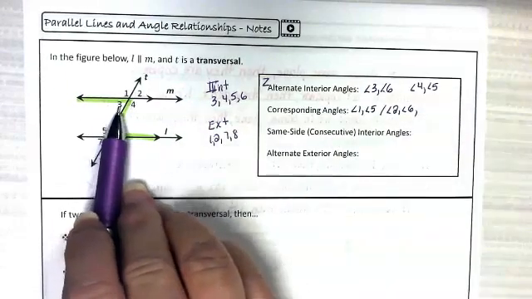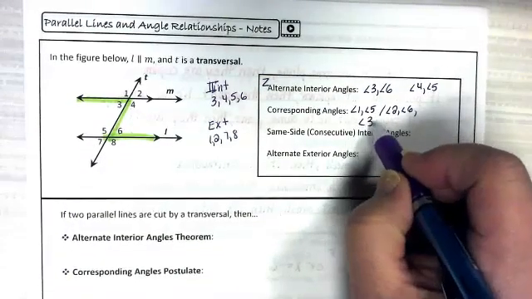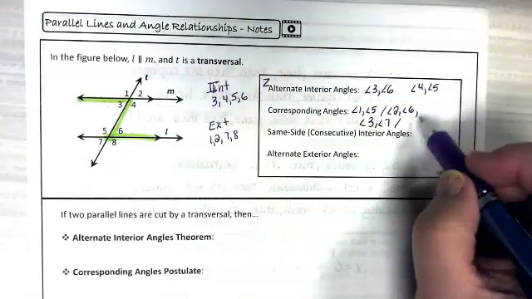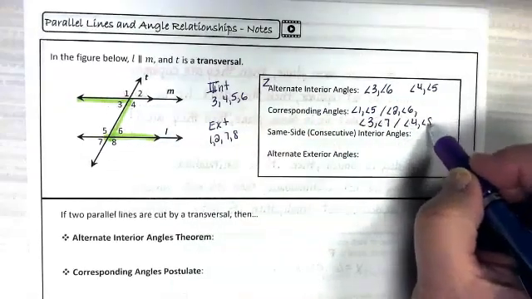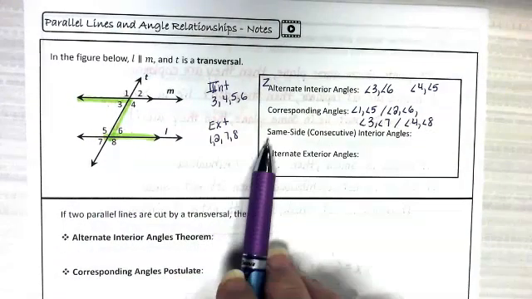Then angle 3, it's on the left on the bottom, so that corresponds to angle 7. And then we have angle 4 with angle 8. Those are the corresponding angles. They're in the same location, just on a different line.